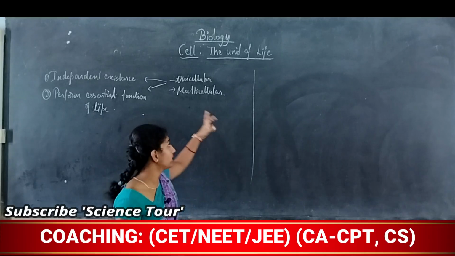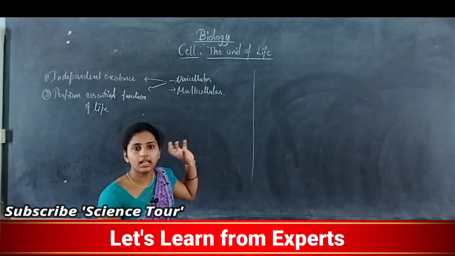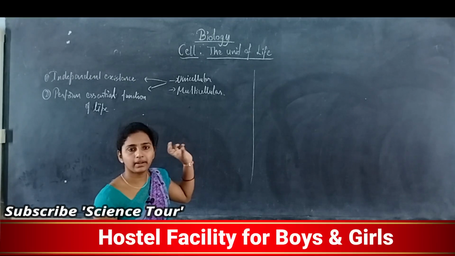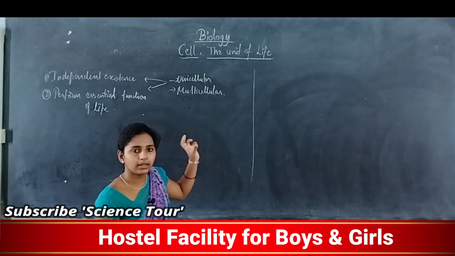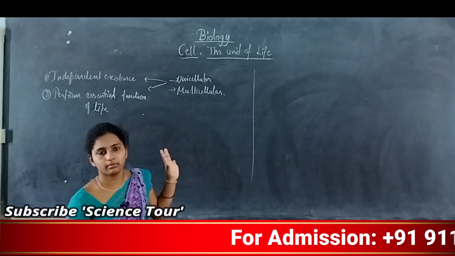But in a unicellular organism, any incomplete cell does not show independent existence or independent living. They cannot act as an independent organism.